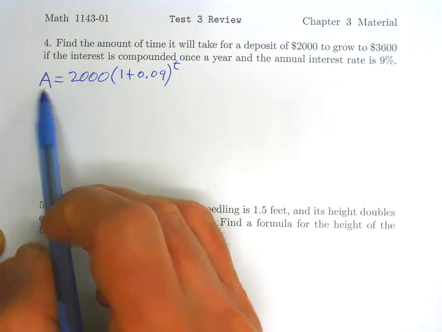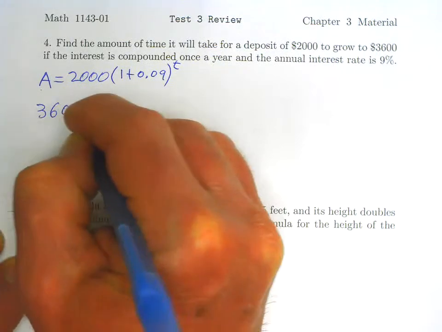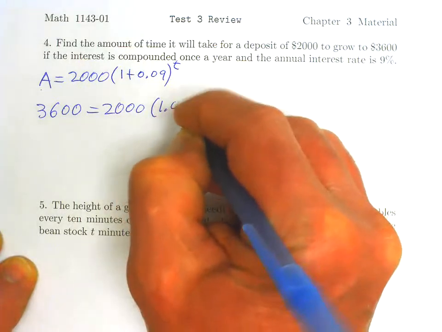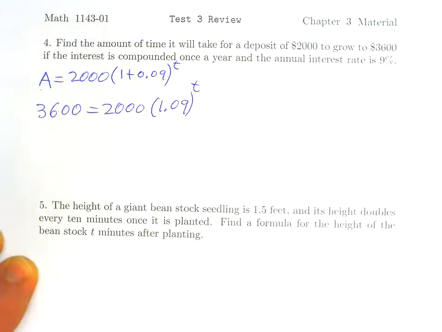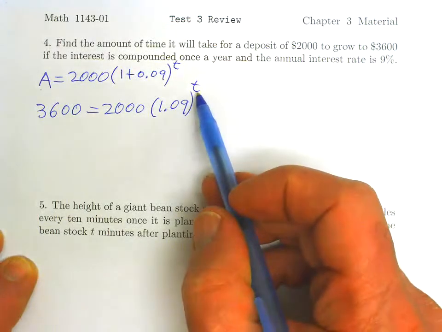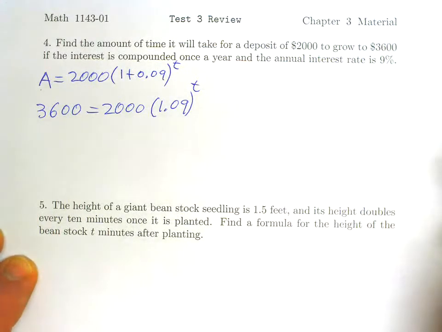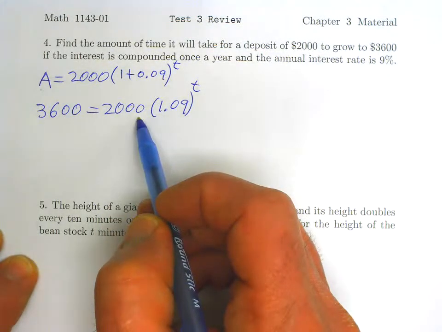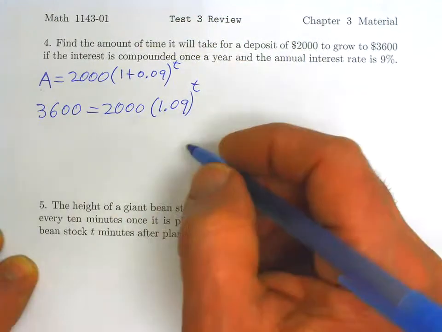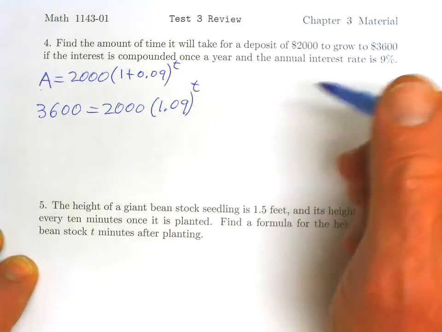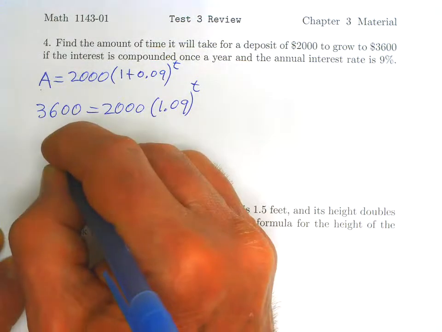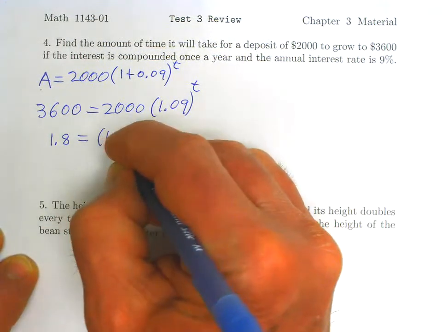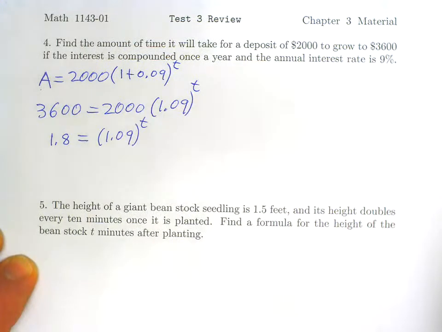So we replace A with 3,600, set it equal to 2,000 times 1.09 to the exponent t, and then solve for t. T is in the exponent, so we'll use a logarithm eventually. First, divide both sides by 2,000. And so that simplifies to 9/5, or 1.8. So 1.8 equals 1.09 raised to the exponent t.